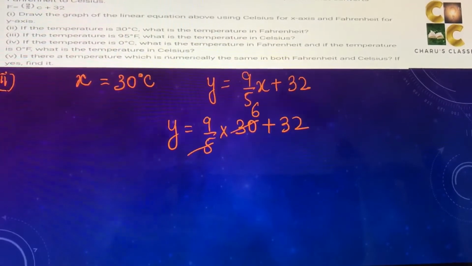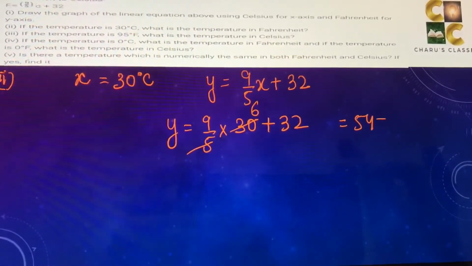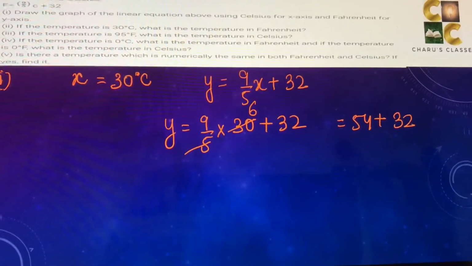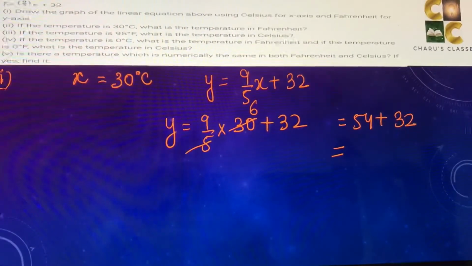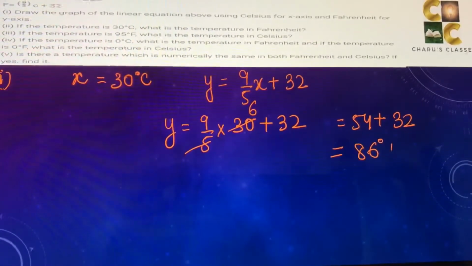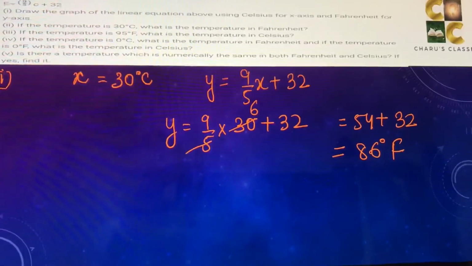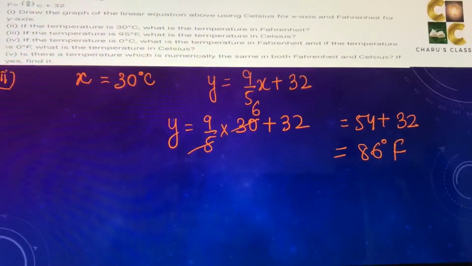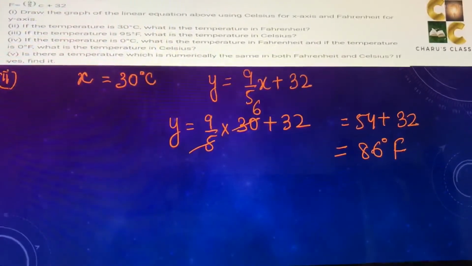5 and 30 can cancel. So we have 54 plus 32, or we have 86 degree Fahrenheit. So the answer for the second part is 86 degree Fahrenheit.